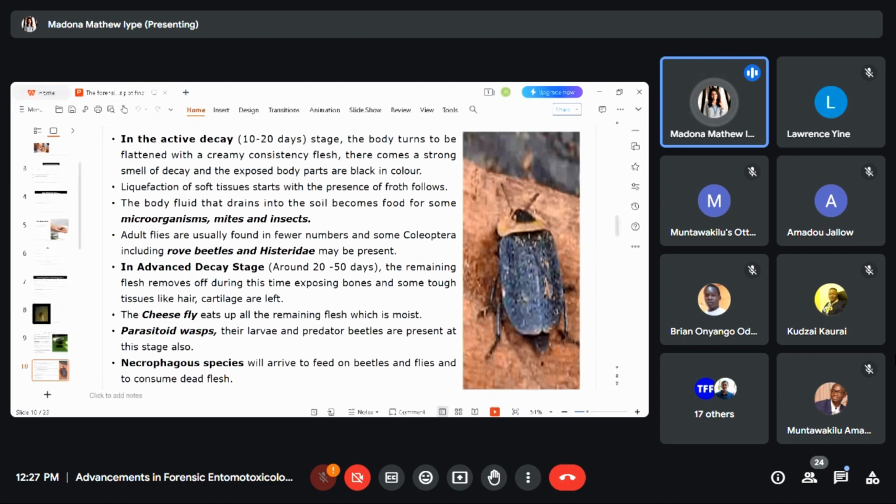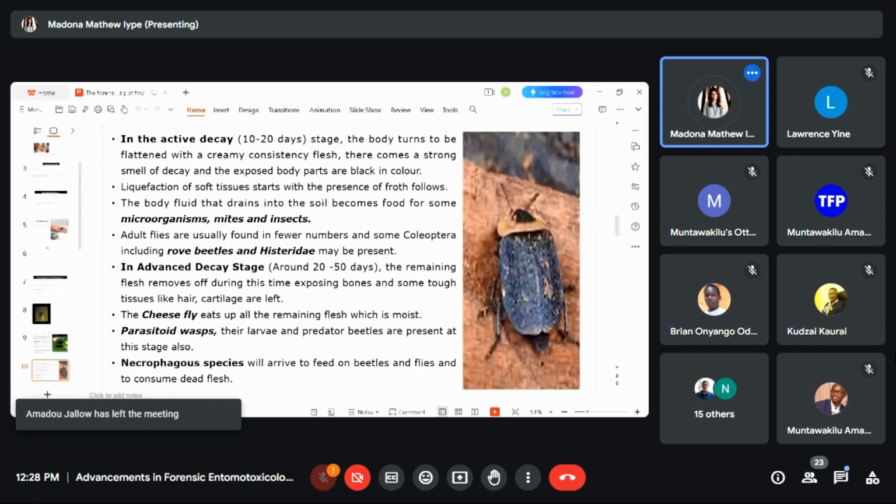Next, the fourth stage is the advanced decay stage. This stage starts at the 20th day and stays till the 50th day. Now there's nothing liquid, so everything has basically dried up. Once everything is dried up, what is left is the hair, the cartilages, and some other tissues, fibers, etc. Usually these mites won't be interested in infesting the corpse anymore.